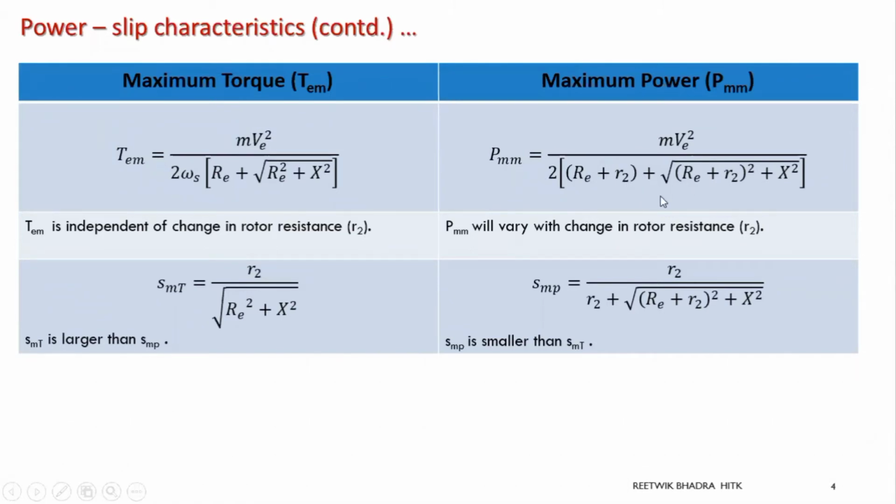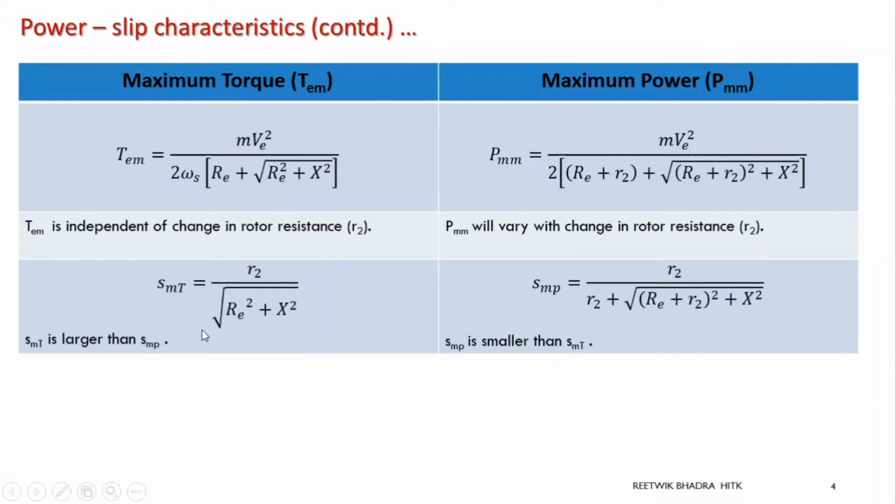Or you can think of it this way: power is I square R, so it will be dependent upon your R. And the slip at maximum torque, SMT, was calculated to be this one. SMP we just calculated, and this came out to be this one.